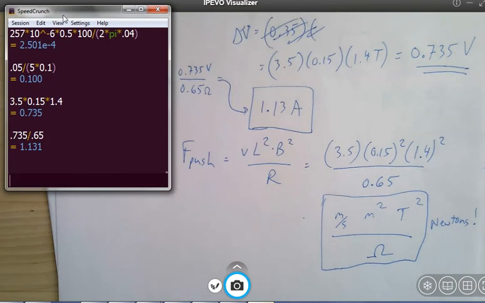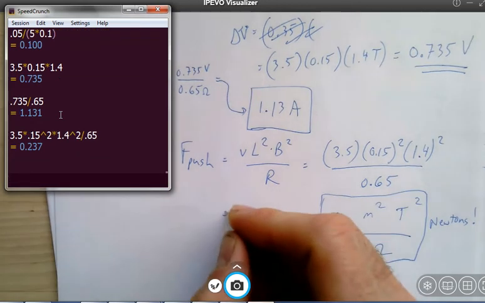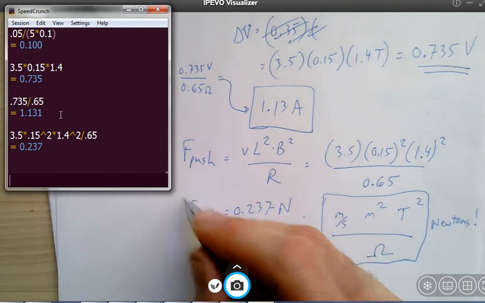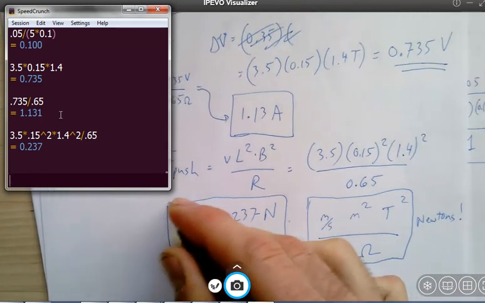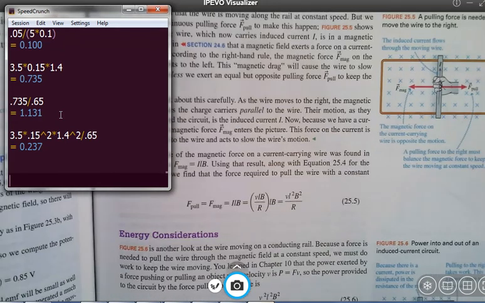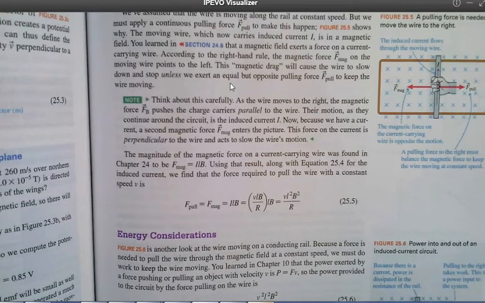I can plug in all those numbers for you in case you wanted to check yourself doing this calculation. So 3.5 times 0.15 squared times 1.4 squared divided by 0.65, and we get 0.237 newtons. So we would have to push this thing with this many newtons, and that's coming from equation 25.5 in your textbook. All right, very good.